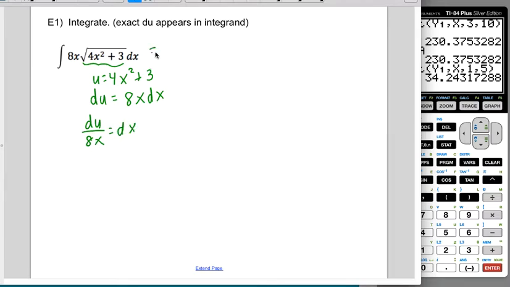So now when I replace this stuff, I have an 8x here and a root u, because I called the stuff on the inside u. And then my dx is a du over 8x. Well, it's not an accident that those cancel. So I'm going to get that this is just the integral of root u du, which is a simple antiderivative.